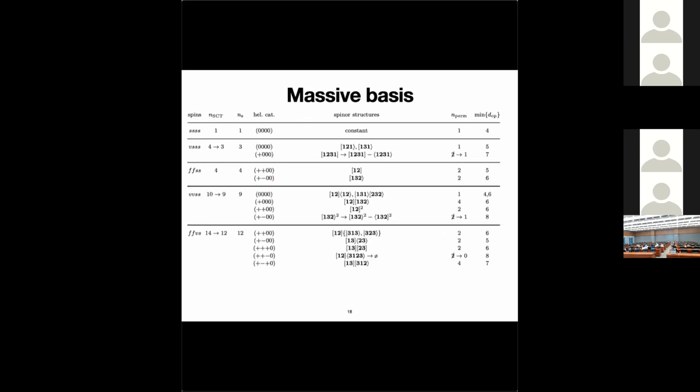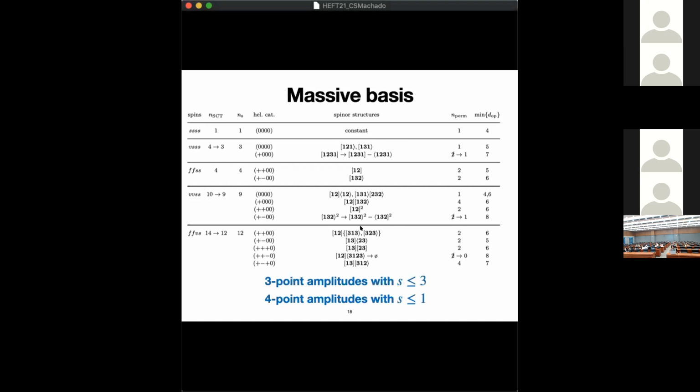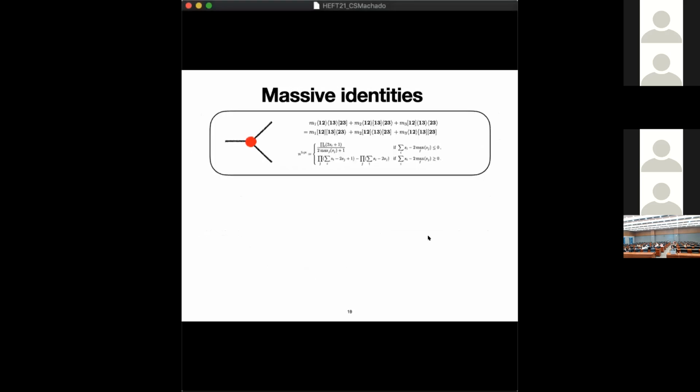So this is part of the table that contains the 4-point massive contact terms. The NSS counts the number of spinor structures, and the NSS-CT the number after removing combinations due to the massive identities. Note that in the FFSS case, both sets are equivalent. However, in the VVSS, there is this one specific combination that I showed that appeared due to this massive identity, where it should be removed. So in the end of the day, we present a list with all 3-point massive amplitudes with spin smaller or equal 3, and all 4-point massive amplitudes with spin smaller than 1.